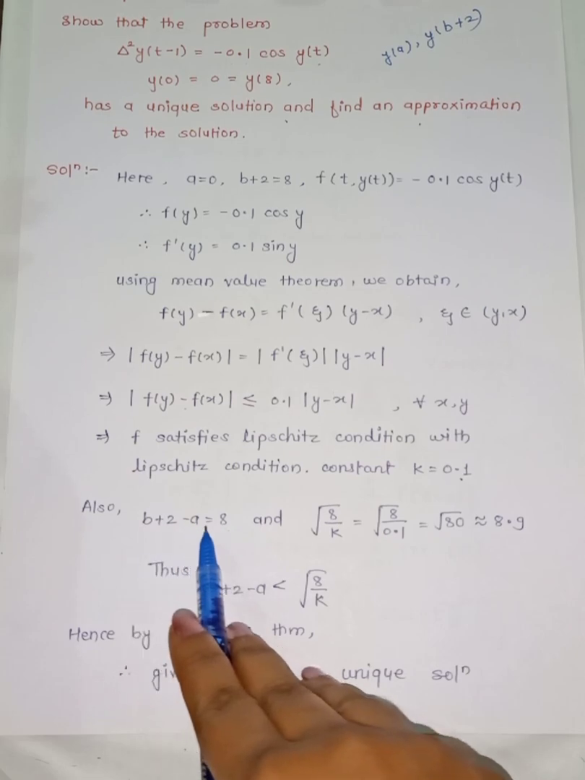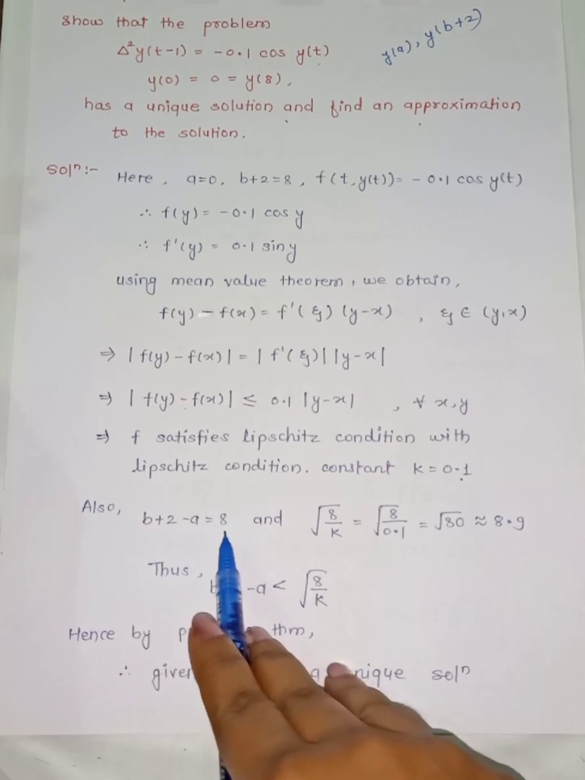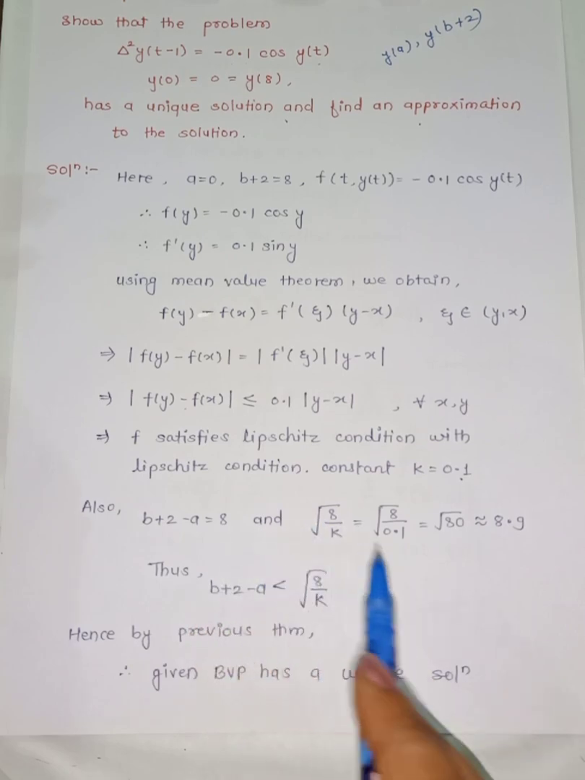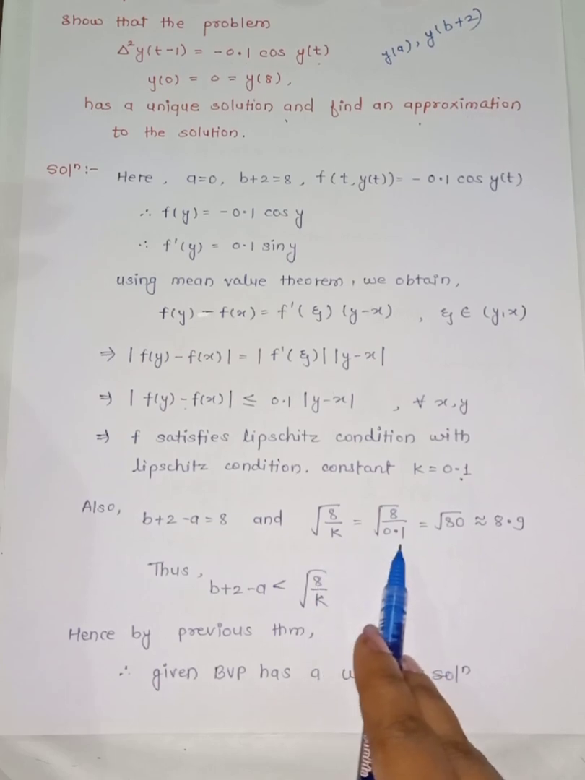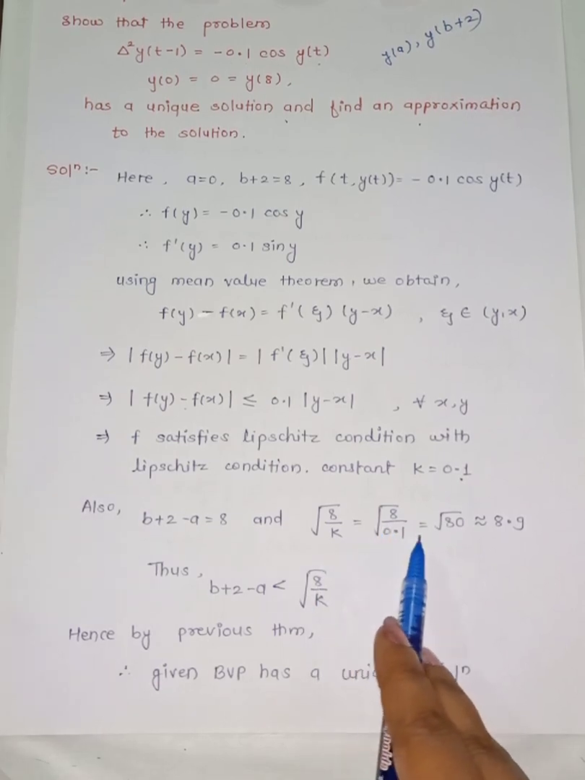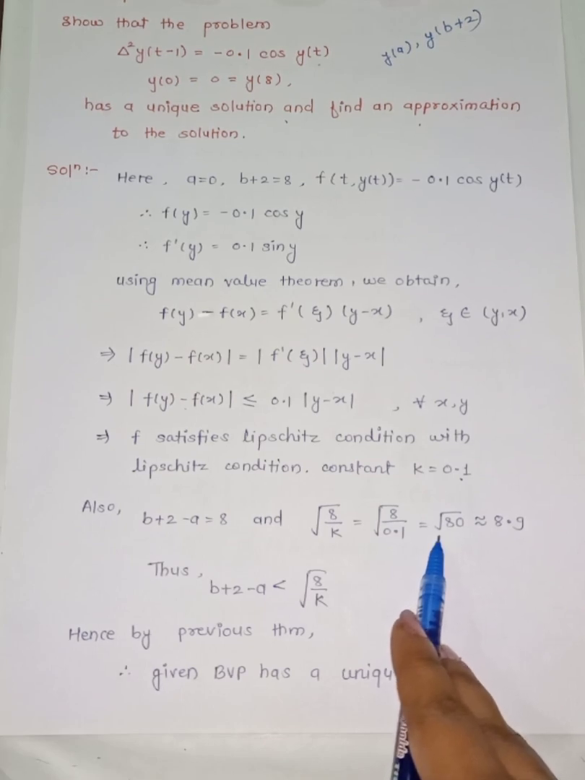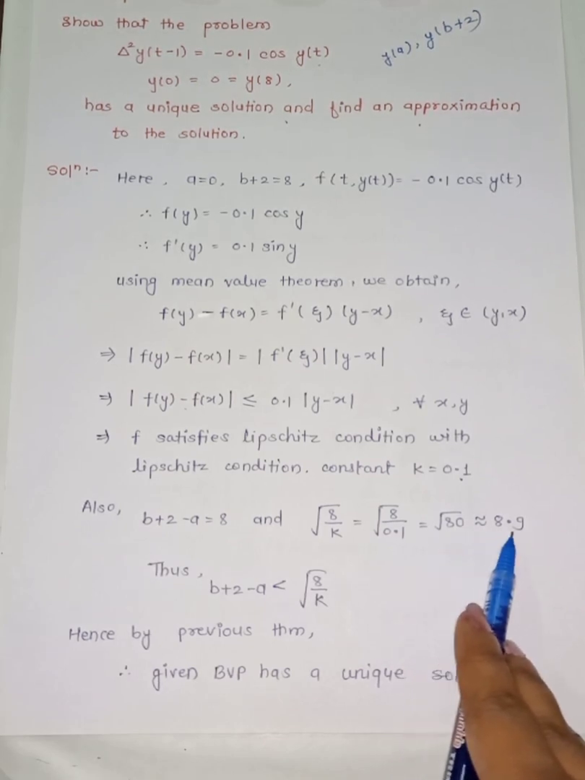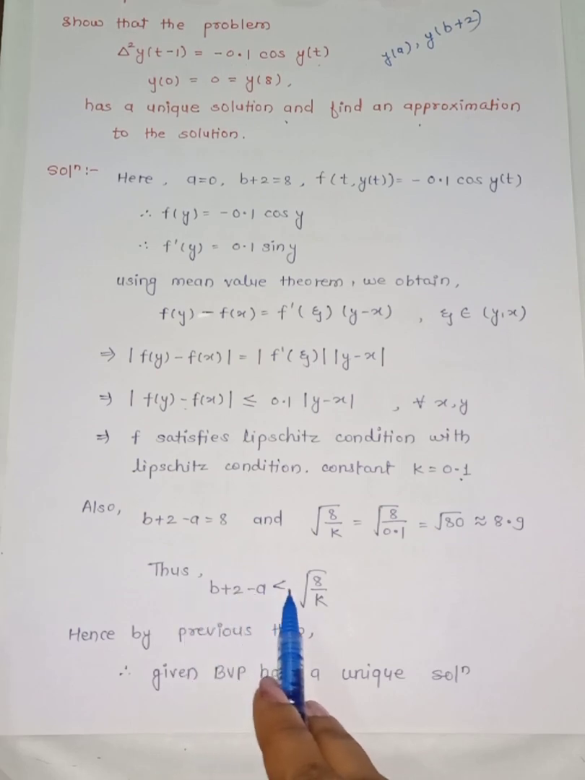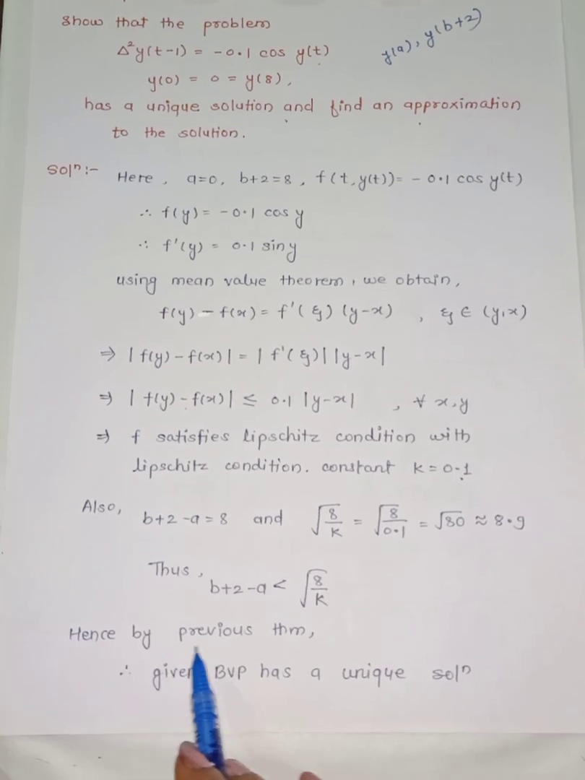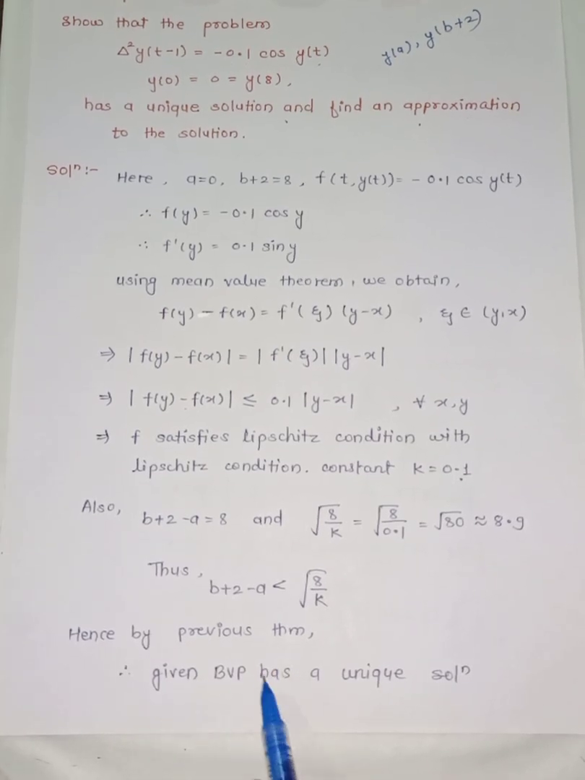b plus 2 minus a equals 8, and under root 8 by k equals under root 8 by 0.1, because the value of k is 0.1, and that will be equal to under root 80, and that is approximately 8.9. Thus b plus 2 minus a is less than under root 8 by k. Hence by the previous theorem, the given BVP has a unique solution.